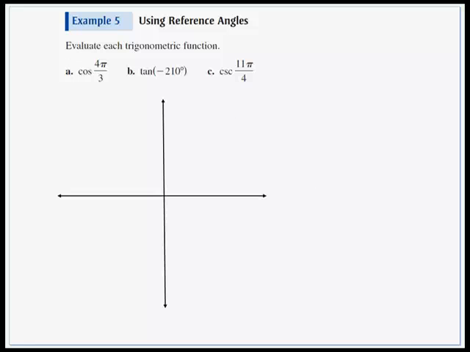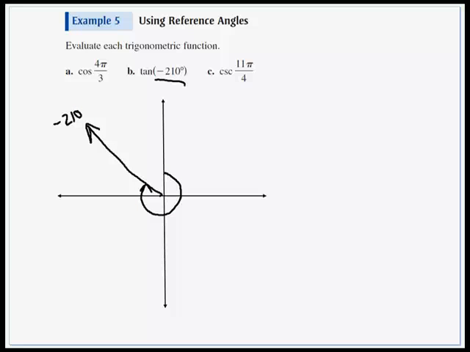Part B, we are in degree mode, and it is a negative angle. So let's see here, it would be negative 90, negative 180, negative 270. We've gone too far. So we're going to be somewhere here in the second quadrant, negative 210 degrees. And we opened her up this way.